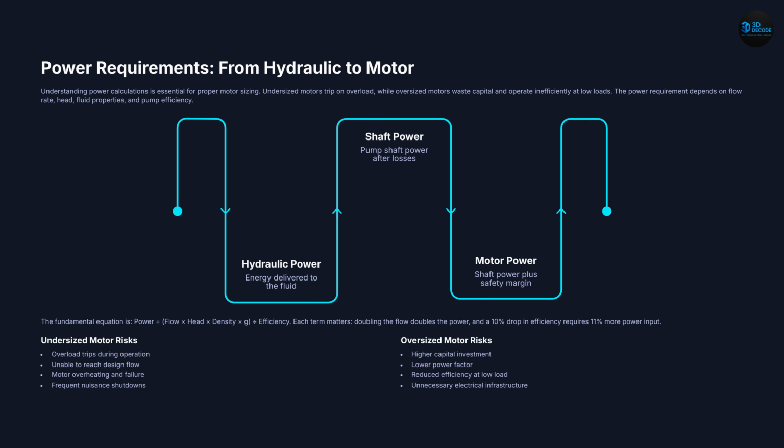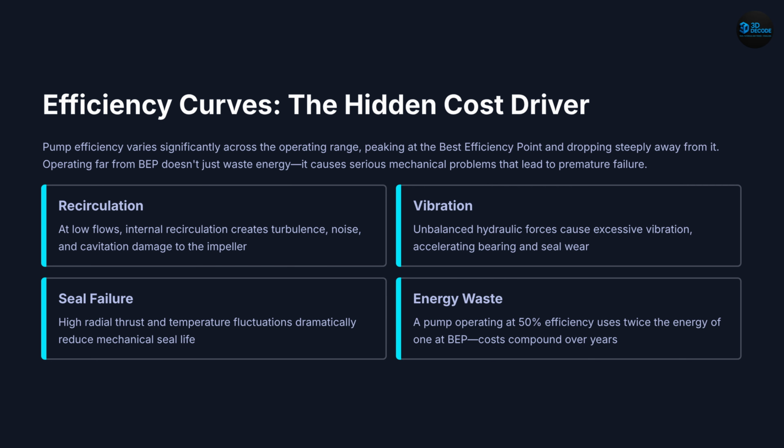Slide 7, power requirement. Pump power depends on flow, head, density, gravity, and efficiency. The basic formula shows that power increases with both flow and head. If efficiency decreases, the required input power increases. That is why proper motor sizing is critical.